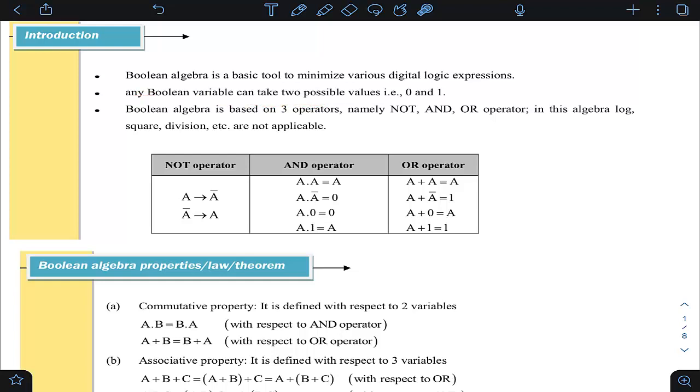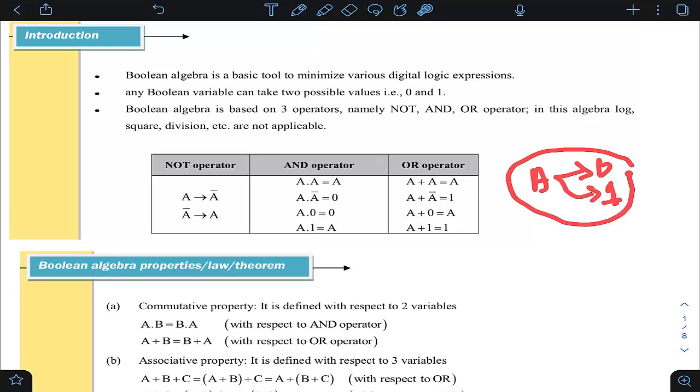Like in normal algebra of maths, if I'm saying x is a variable, x can have infinite possibilities, right? X can take any infinite number of possible numbers. But here in the digital system, any Boolean variable by default will take only 2 values, 0 and 1. There is not even a third possibility. What is the benefit of this also? I'll show you after some time.